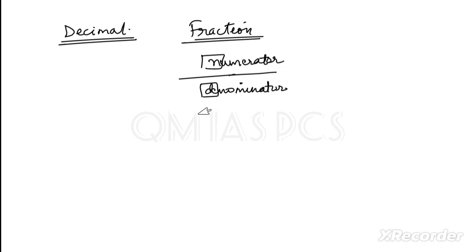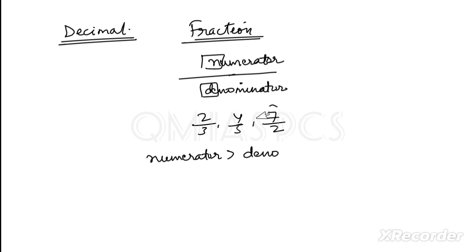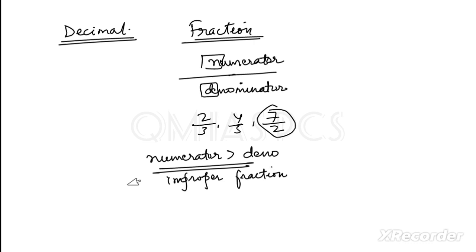For example, we can say 2 by 3, we can say 4 by 5, we can say 7 by 2. These are fractions. But when the numerator is greater than the denominator, like this one, we call this fraction an improper fraction. And when the numerator is less than the denominator, it will be what? Proper fraction.